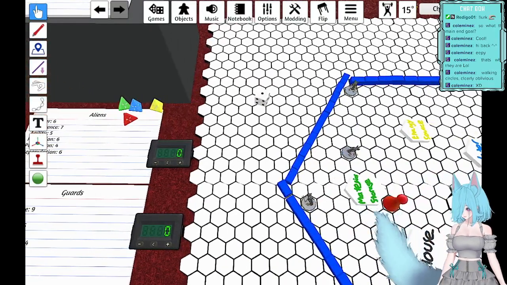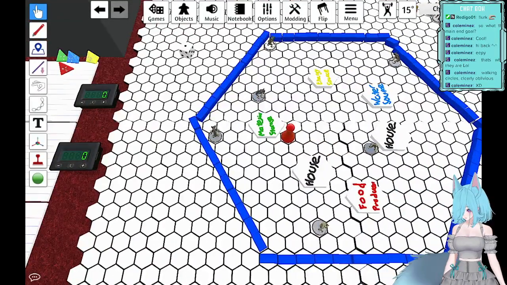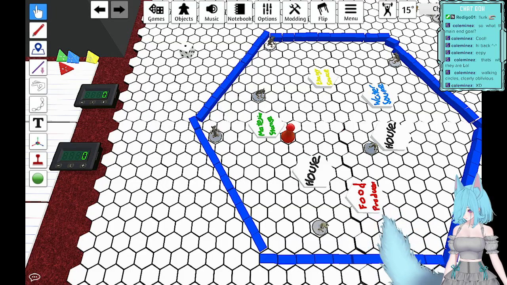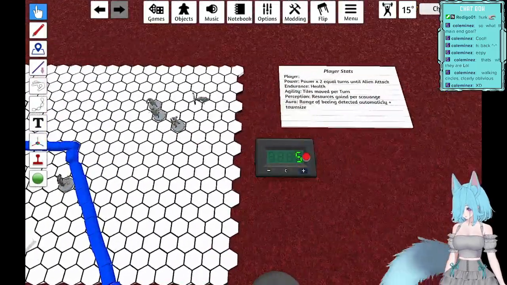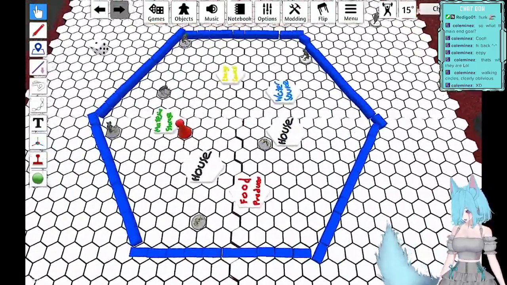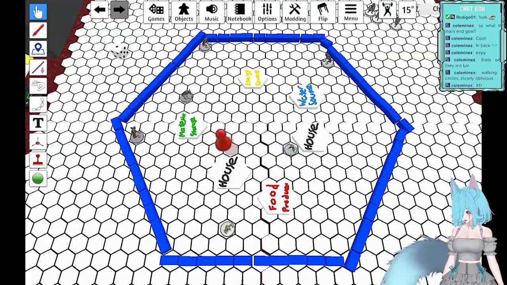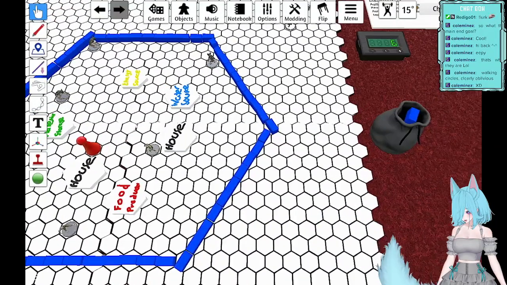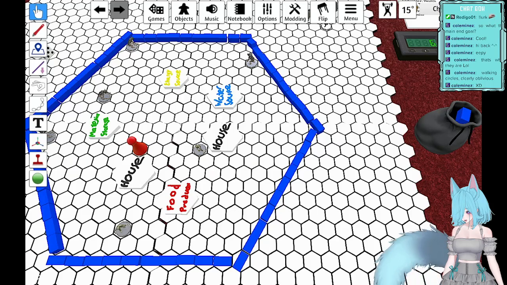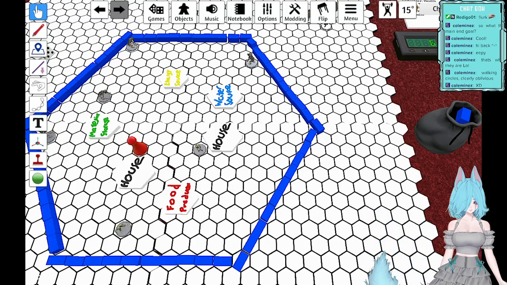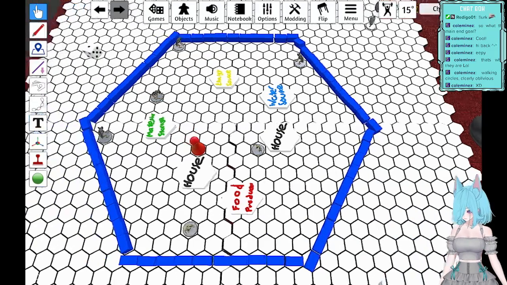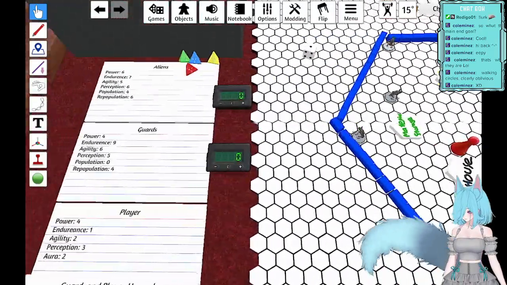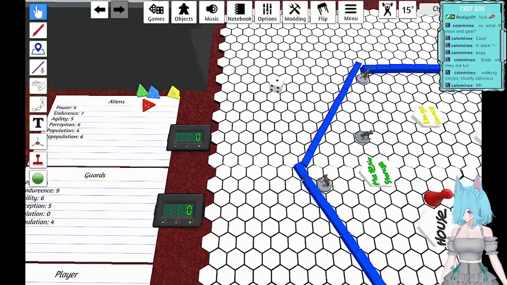But yeah, it's our turn again, and we're gonna try to make our way to the food producer. I'm not sure if we can actually get there. Maybe. No, we actually can. We can barely make it in time. And then it's the alien's turn.